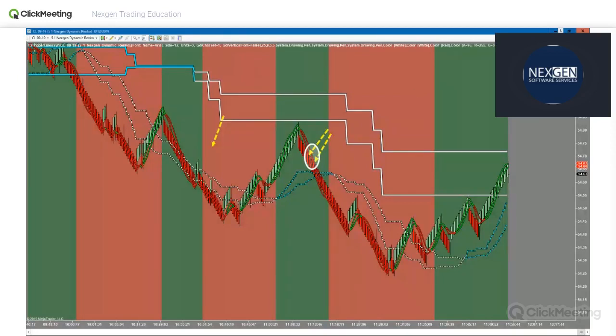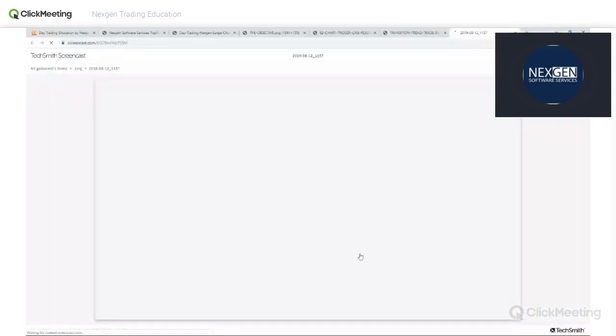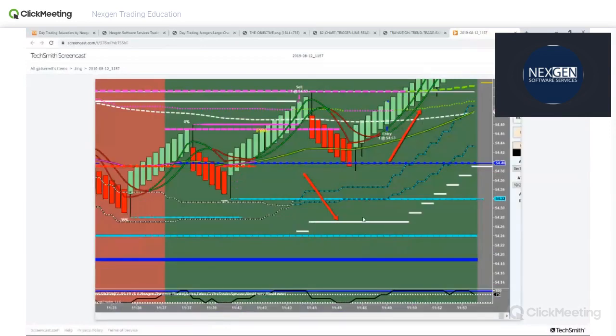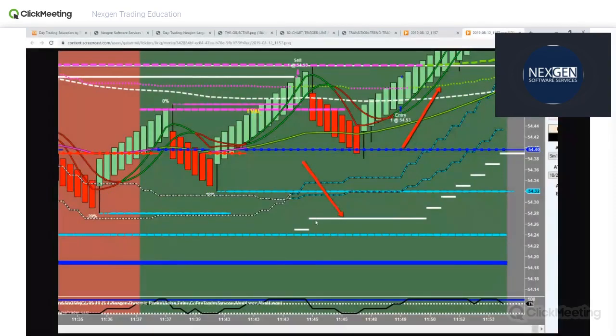Oh, cool. You got a picture. I love it. I love pictures. Makes my life so much easier. Okay. This is the price at which the 14-2 will make an up bar or a down bar.